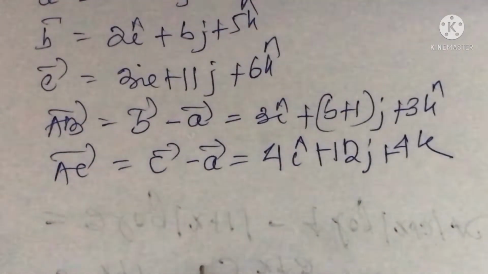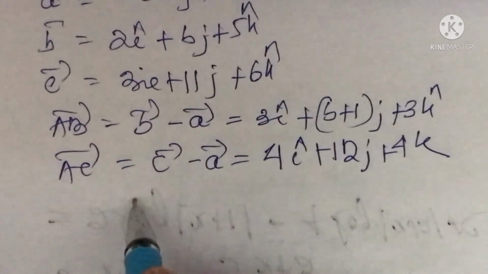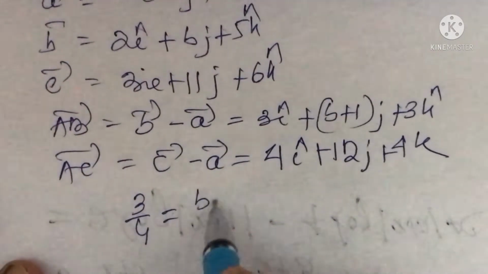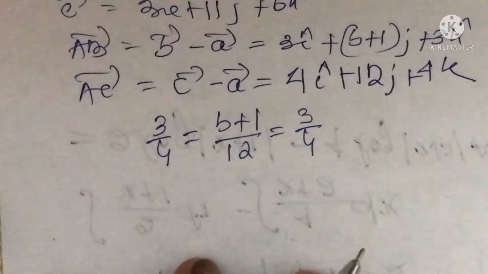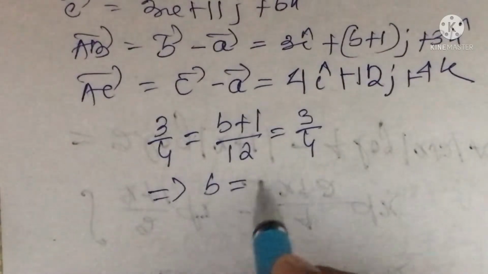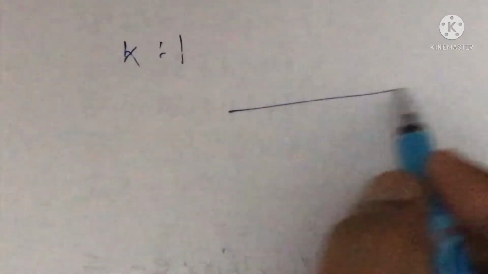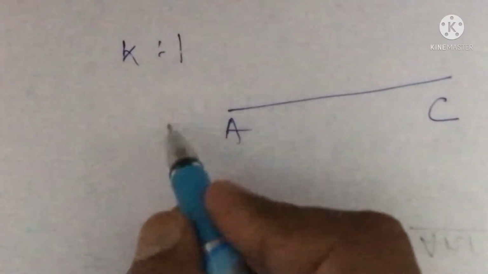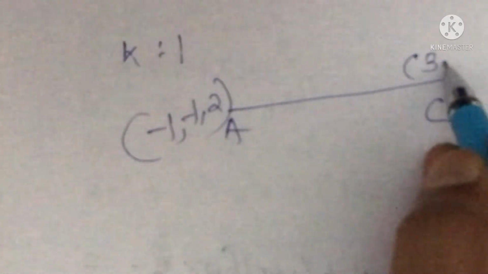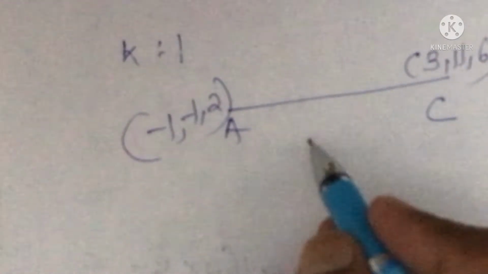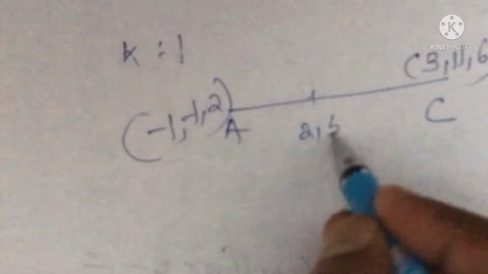Given A, B, C are collinear, therefore 3/4 = (b+1)/12 = 3/4. On solving this equation, we get b is equal to 2. Now we have to find out the ratio in which B divides AC. Let B divide AC in the ratio k is to 1. Here coordinate of A is (-1, -1, 2), coordinate of C is (3, 11, 6), and coordinate of B is (2, b, 5).